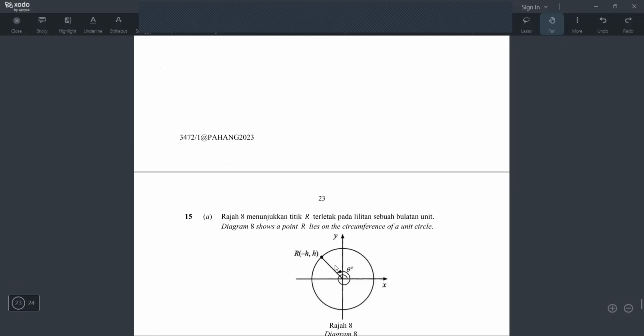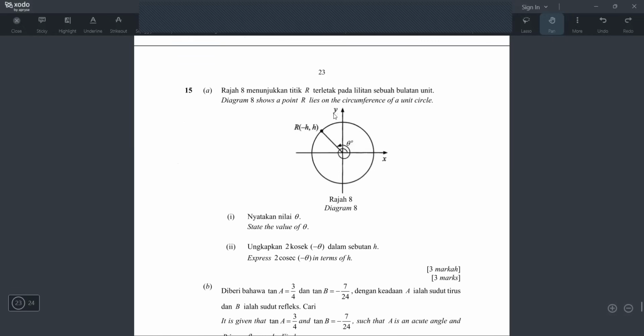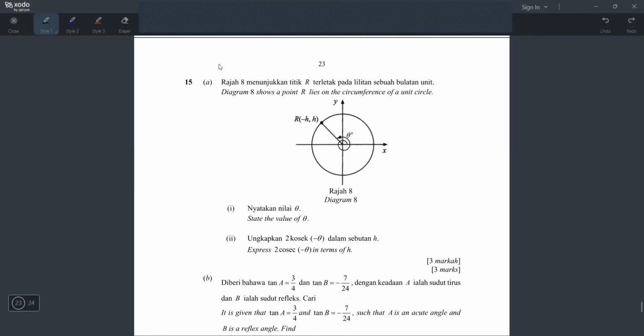Okay, my last question already. This is question number 15. I think this is free go. Diagram 8 shows a point R lies on the circumference of a unit circle. The moment you see the word unit circle, straight away write radius 1, here -1, -1. And then on the coordinate also you can write the word CS. You can only write CS when it's a unit circle.